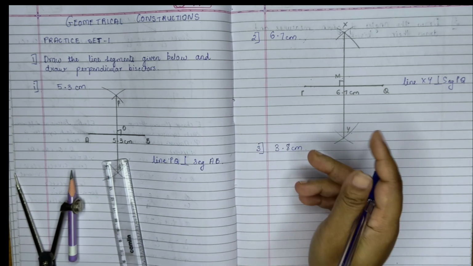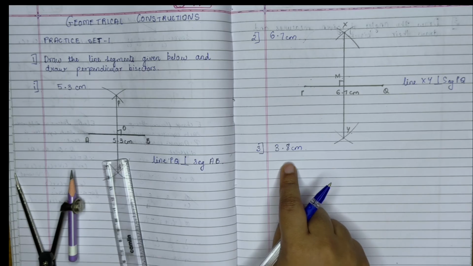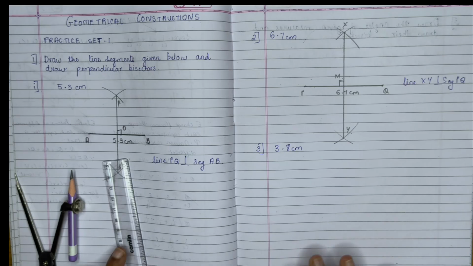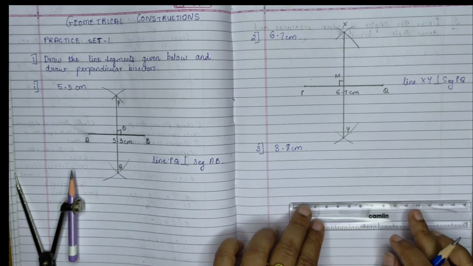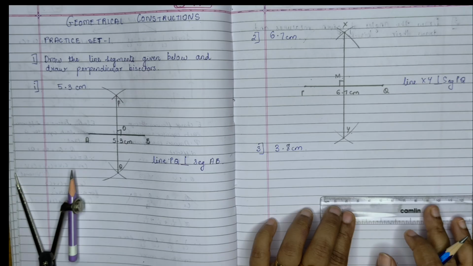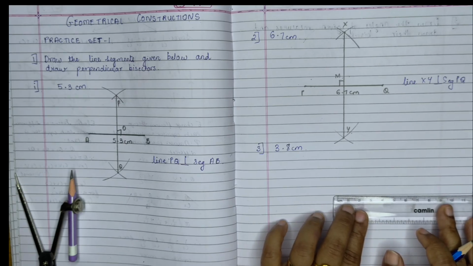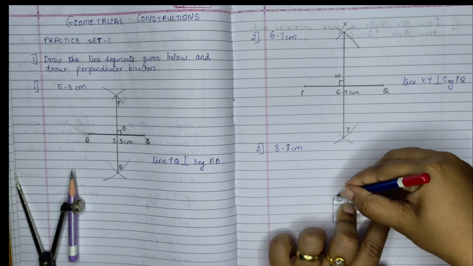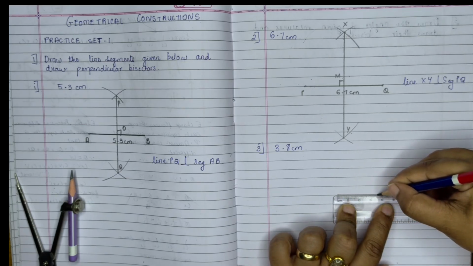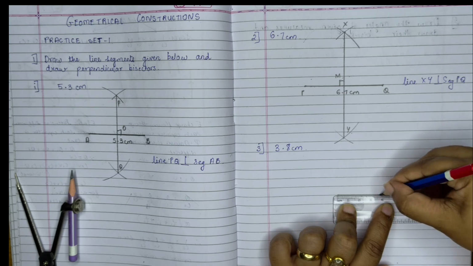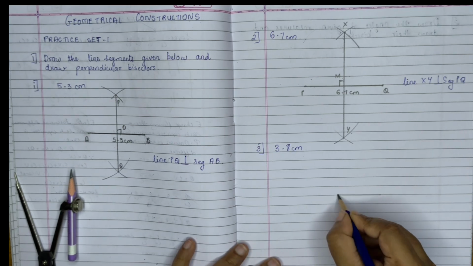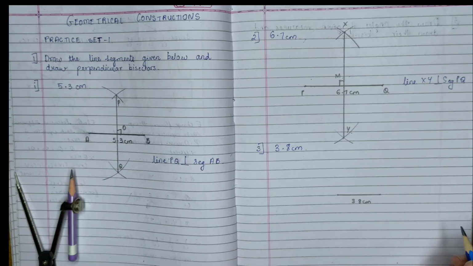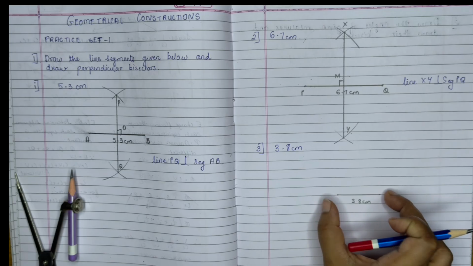Now the third one is 3.8 centimeters. Again draw a line of 3.8 centimeters. So 3.5, 6, 7, 8. Okay, so 3.8 centimeters, draw a line. You can make end points over here. Now we will draw a perpendicular bisector to it.